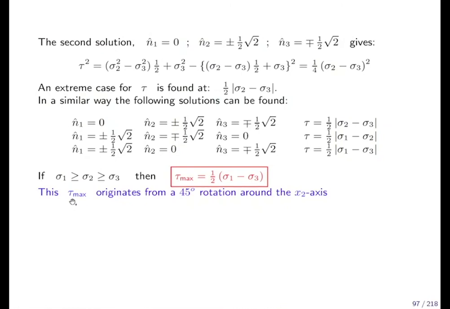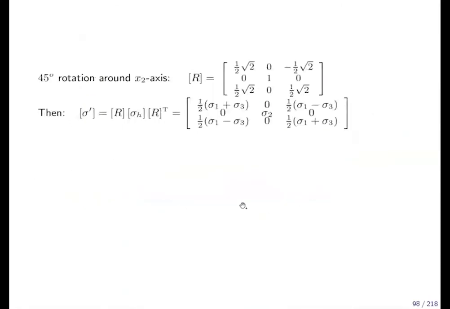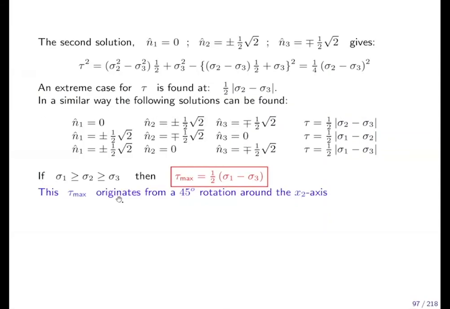Shear stress maximum is the red equation. So this is a standard 1 to 2 point question in our exams. And actually this one corresponds to a 45 degree rotation around the 2 axis, which we were talking about. Okay, I stop here. I will show you this next time, that it corresponds to exactly 45 degrees.